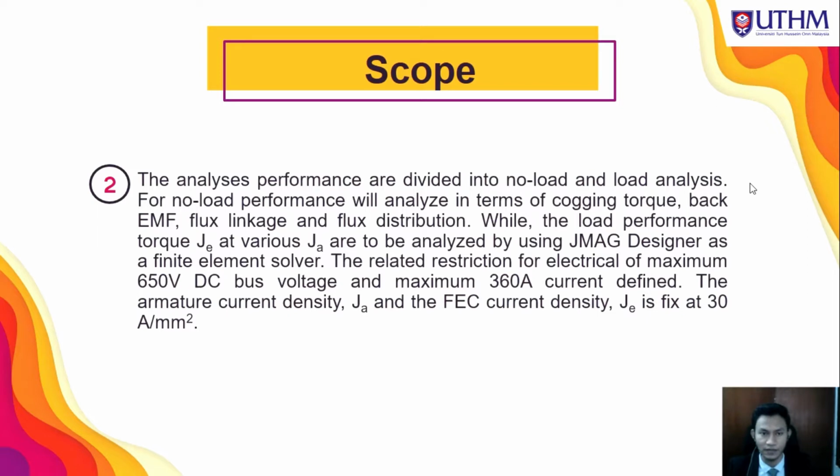The load analysis will be analyzed in terms of torque performance at various JE and JA by using the JMAG Designer. The related electrical restrictions are a maximum DC bus voltage of 650 volts and a maximum current of 360 amperes. For the armature current density JA and the FEC current density JE, we set 30 amperes.